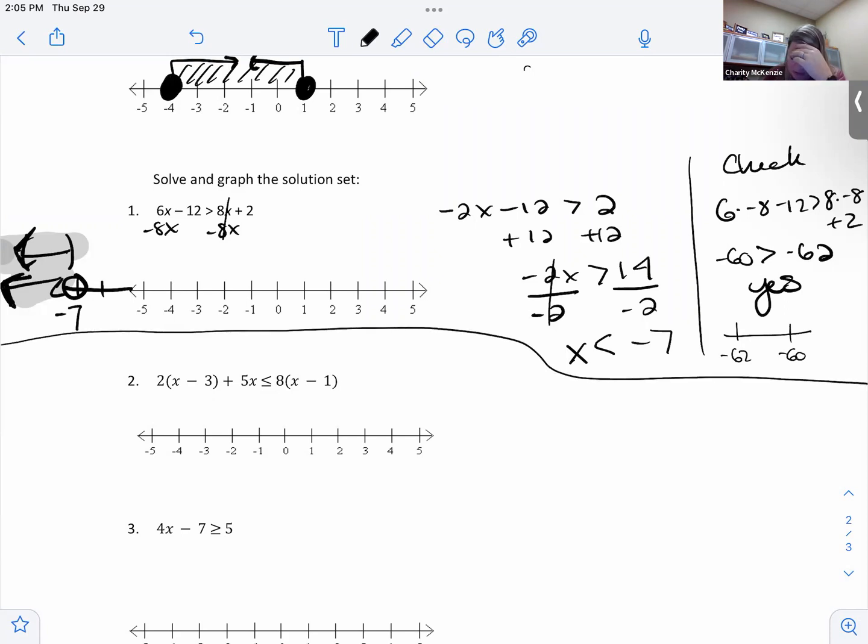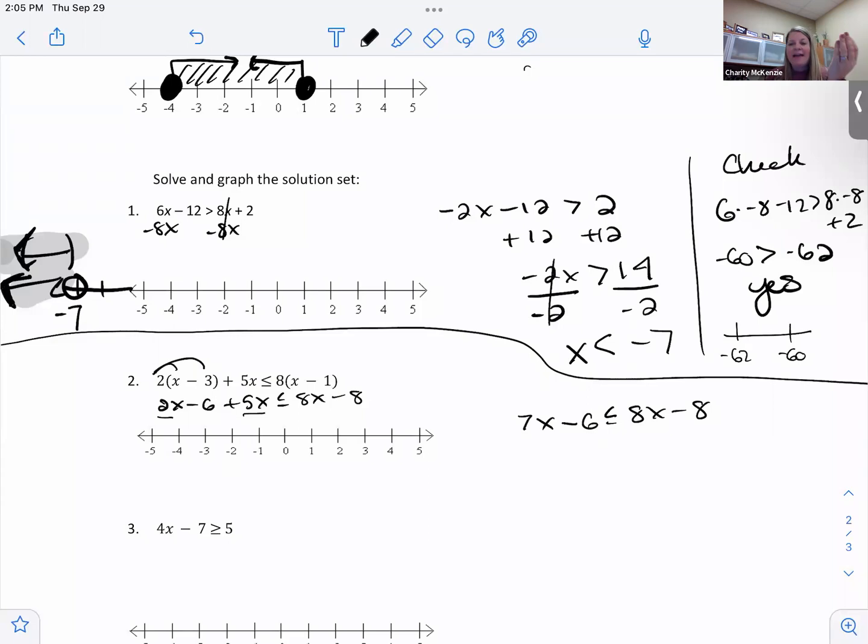So let's start with distributing that 2 and that 8. On the left, I would have 2x minus 6, distribute, plus 5x is less than or equal to 8 times x is 8x, 8 times 1 is 8. Now I got rid of those, but I can still simplify a little on that left side. We have a 2x and a 5x, so that's going to add to 7x. And then you still have the minus 6 is less than or equal to 8x minus 8.